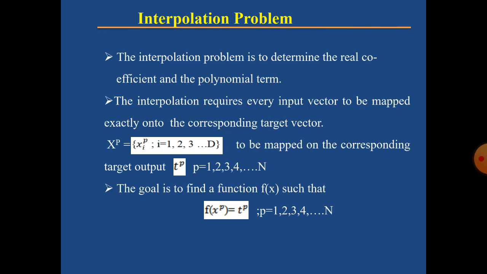So what exactly the author is trying to tell is that the function is called an RBF if the interpolation problem has a unique solution. The goal is to find a function f of x such that f of x_p equal to t_p, where p equal to 1, 2, 3, 4 and so on to n. Now it is explained.